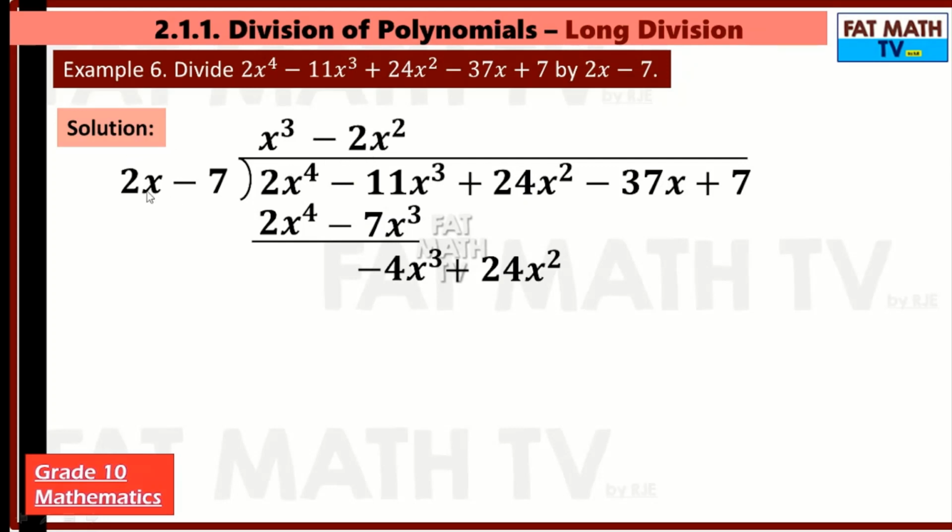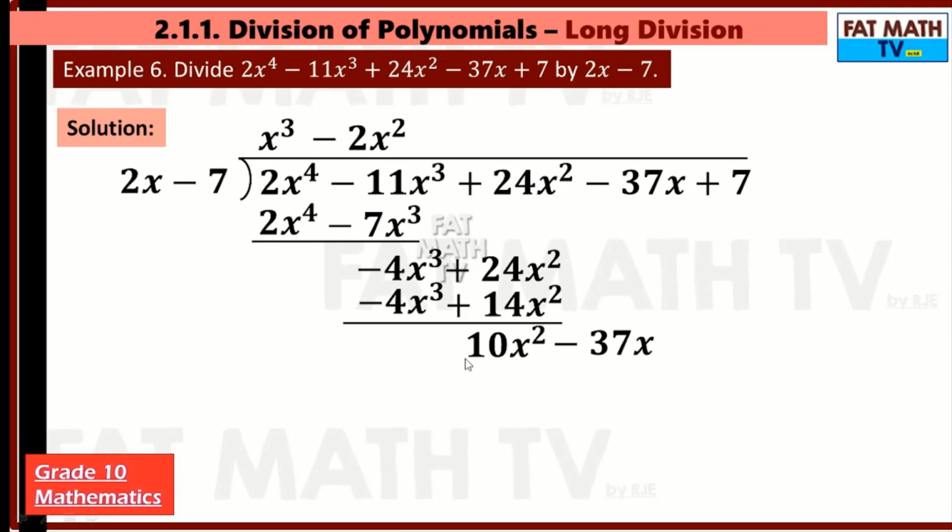Negative 2x squared times 2x is negative 4x cubed. Negative 2x squared times negative 7 is positive 14x squared. And then subtract. 24x squared minus 14x squared, that's 10x squared. Bring down negative 37x. 10x squared divided by 2x, that is positive 5x.